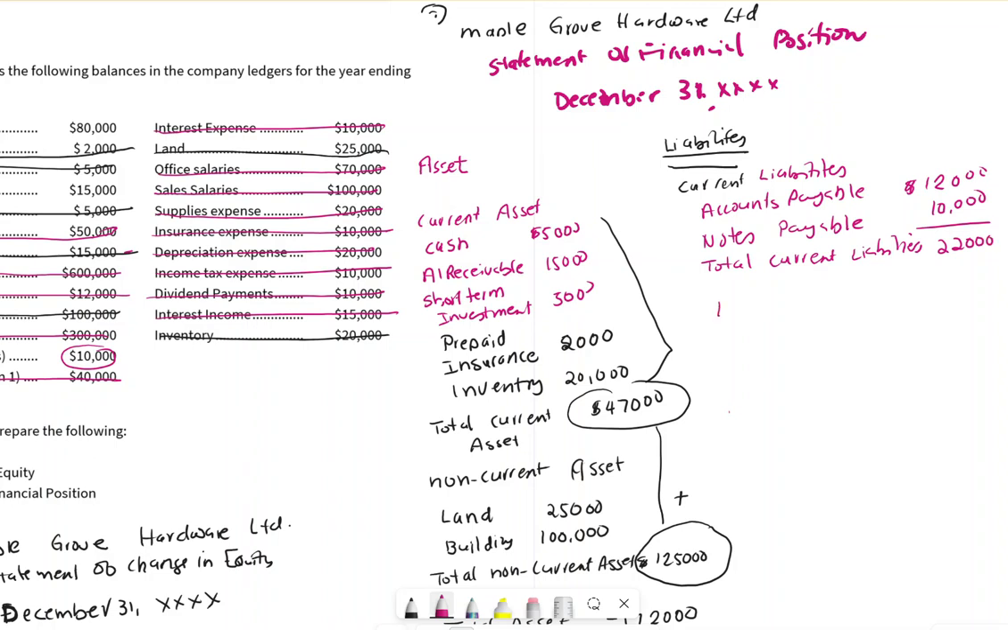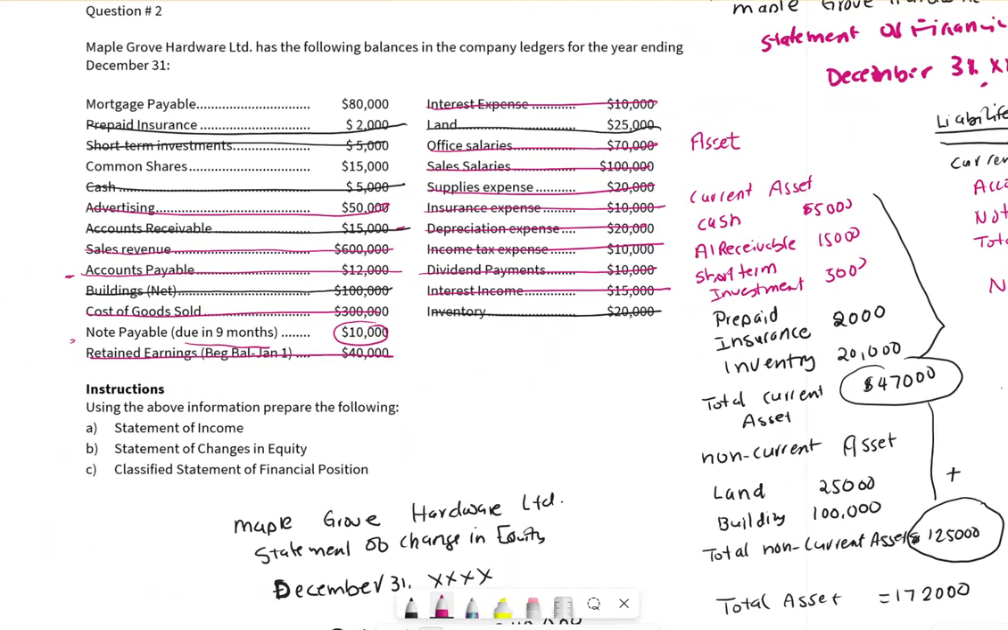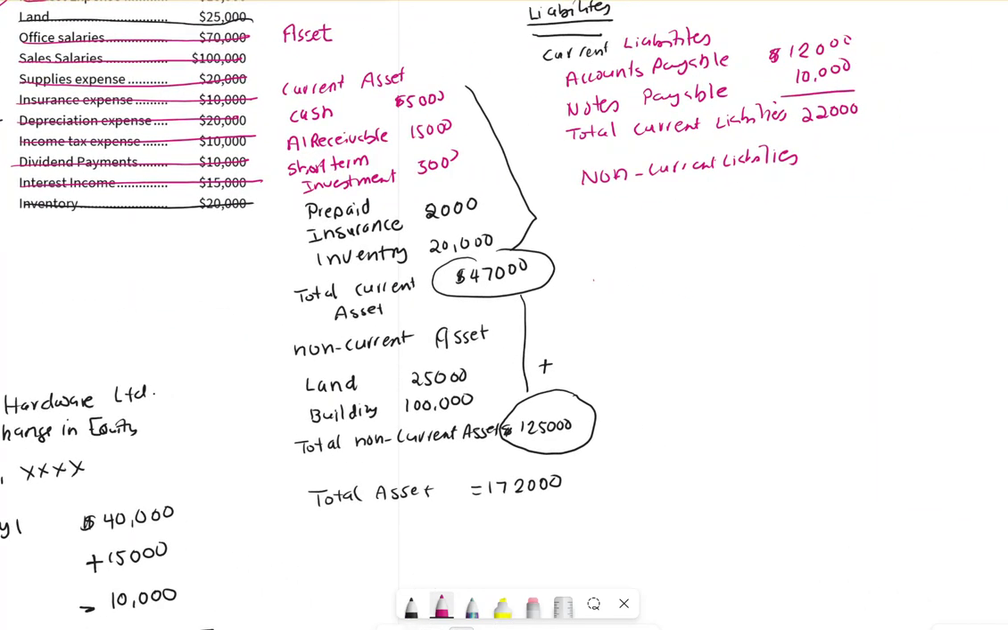After that, we have something called non-current, or you could also call it long term. So in this case, we will call it non-current liabilities, and we have one. And I saw mortgage payable. Mortgage is for a longer period, so I have to deal with that. We already dealt with everything else. That's $80,000. So we have a mortgage payable, and that is my $80,000, and now we have total liabilities.